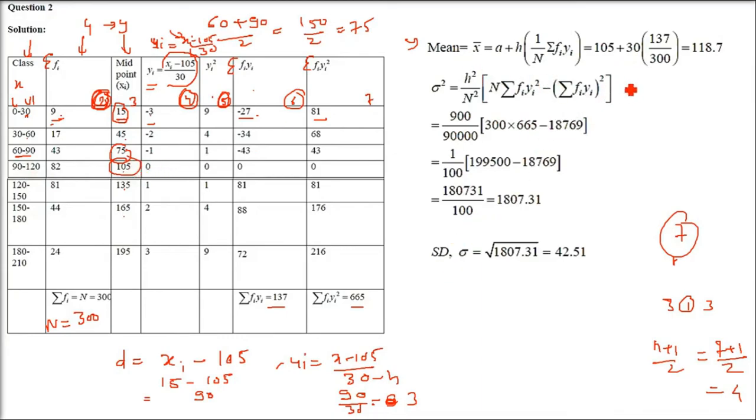So let us find out the mean first. This is capital A or small a, which is the assumed mean. 105 was the assumed mean. So 105 will come in place of A, plus h was 30, which you divided to make it simplified, times sigma fi yi, which is 137, divided by capital N, which is 300. So this is going to come as 118.7. This is your mean. This is clear. Coming to sigma square, which is the variance. Variance formula is what?